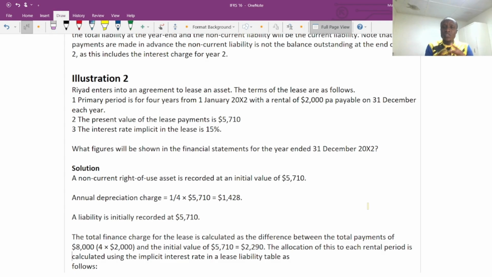So when we are going to calculate our interest and our closing liability, we are going to use the lease liability table for payments made in arrears. Second, the present value of the lease payment is 5710. In this question, the present value is given to us, which is very simple. So we don't need to calculate it, from the various analysis I've done in the previous lecture.